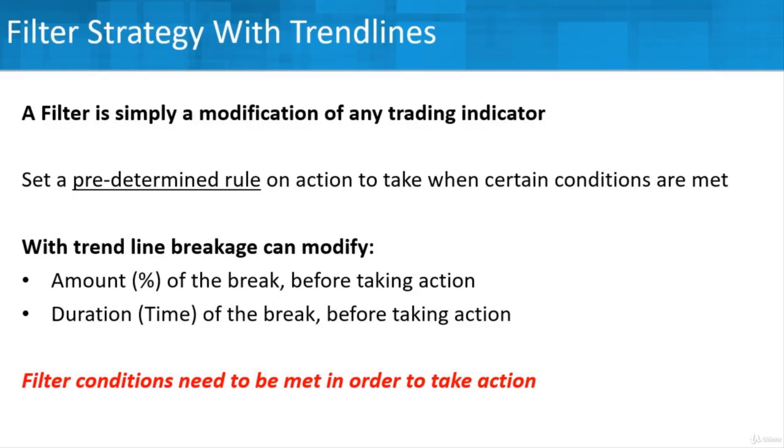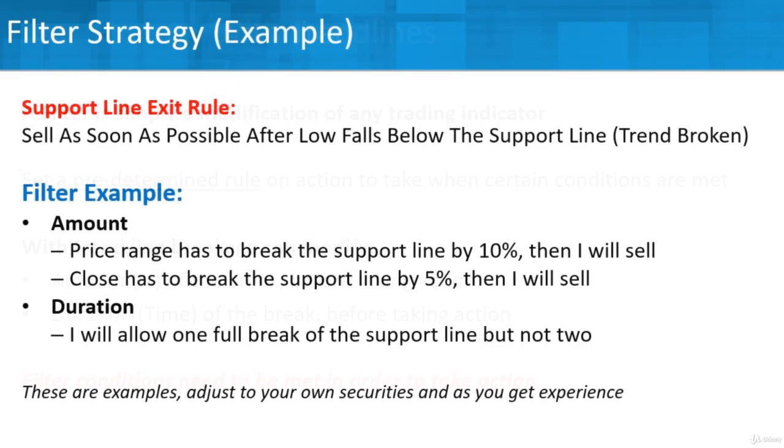So let's look at an example that will really bring this home. Let's say we know the support line exit rule, right? You've bought into an upward trend and you're going to sell out of that trend as soon as possible after the low falls below the support line. Anytime in that low price range during the day, if the support line is broken, the trend is broken, you're selling. That's the rule, right?